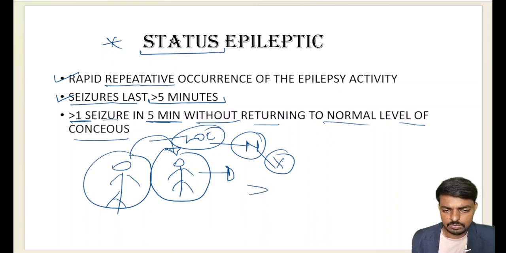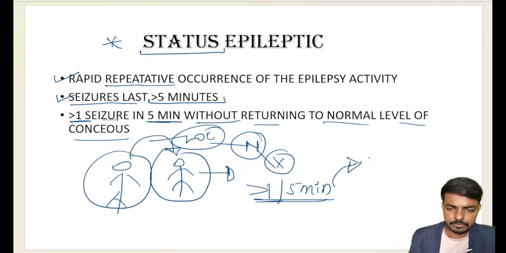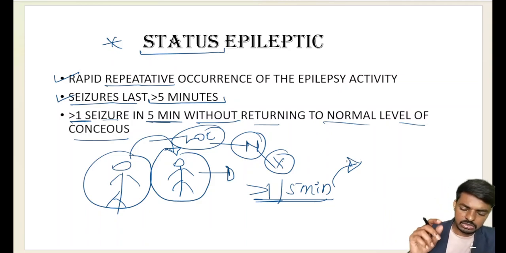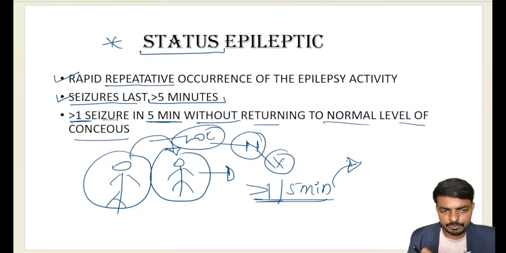Status epilepticus means there is more than one episode of seizure in 5 minutes, and this is occurring without returning to the normal level of consciousness. That is very important. That is what we call status epilepticus. We will discuss the treatment part of this in an upcoming session. So in order to understand seizure versus epilepsy versus convulsion and status epilepticus, you have to remember these points. That is more than sufficient for your exams.